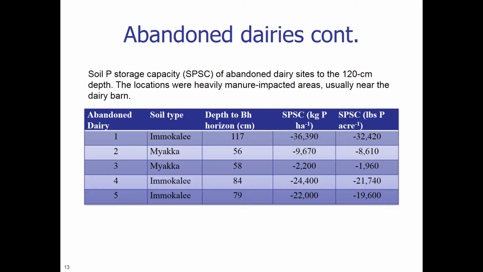Now let us look at what happens when the dairies have been abandoned for a long period of time. We have 5 different dairies here, and they have been abandoned for various periods of time. The locations were heavily manure-impacted areas, and we have a varying depth to the Spodic. They belong either to Myakka or the Immokalee soil series. What we notice is the SPSC up to 120 centimeter depth is negative for all these soils. In other words, it has been P-impacted to 120 centimeter depth even after abandonment of the dairies.